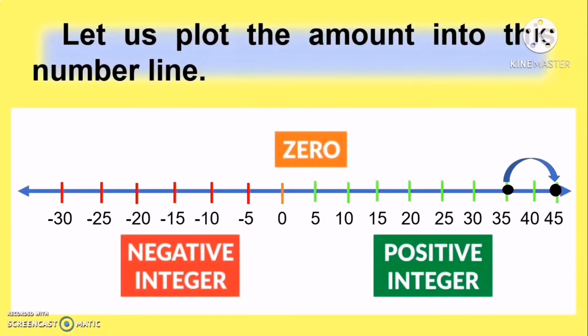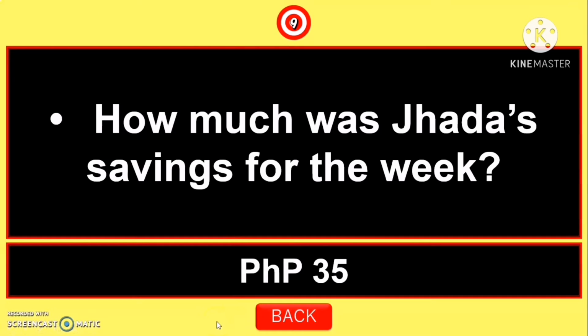Moving on, Jada saved another 15 pesos on Friday. So, from 20, move 15 steps to the right side of the number line. Going back to the problem, we can say that Jada has a savings of 35 pesos in 1 week.